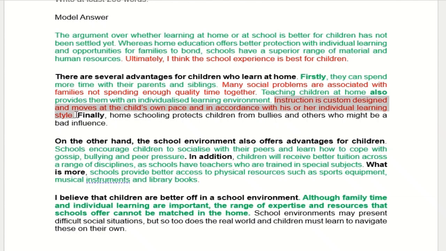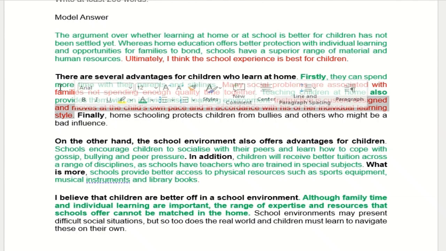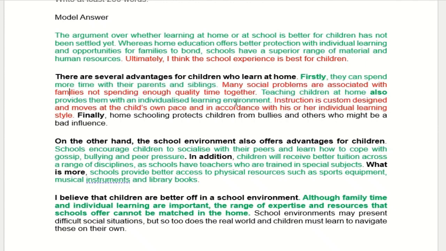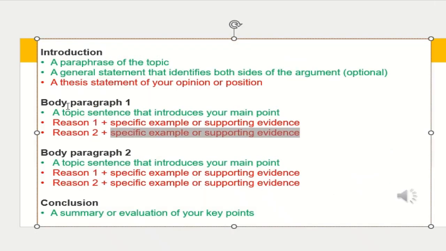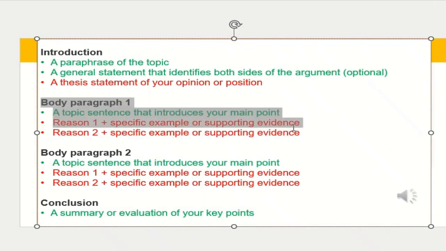So we now have two reasons. Usually when you have given two reasons and supporting evidence or example, your paragraph is fully developed. But this writer has given one more reason. It says, finally, homeschooling protects children from bullies and others who might be a bad influence. So you can see how this body paragraph 1 has fulfilled this discursive style of writing.